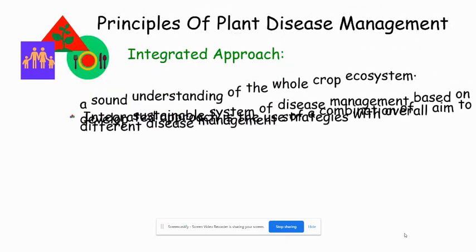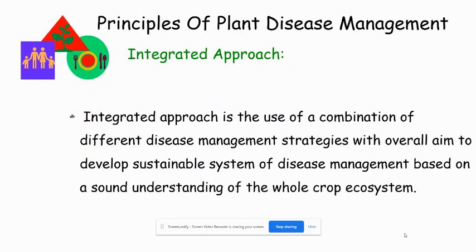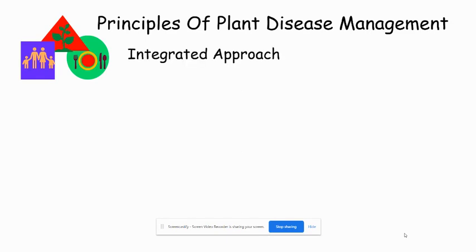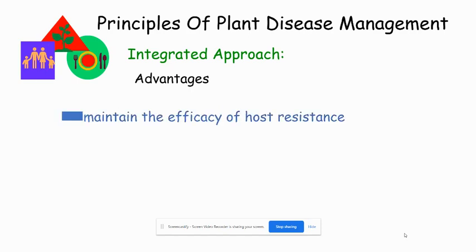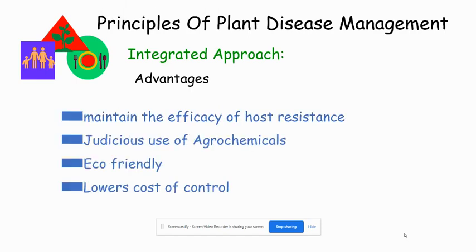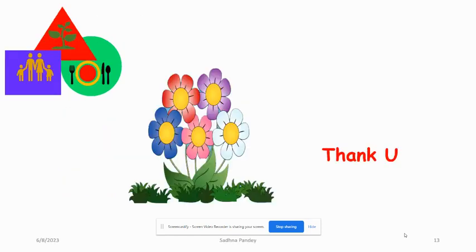The next very effective approach is the integrated approach. In this integrated approach, we use a combination of different disease management strategies with the overall aim to develop a sustainable system of disease management which is based on sound understanding of the whole crop ecosystem. This approach is very advantageous, and these advantages include that this maintains the efficacy of host resistance, and there is very judicious use of agrochemicals. This is very eco-friendly and lowers the cost of control.